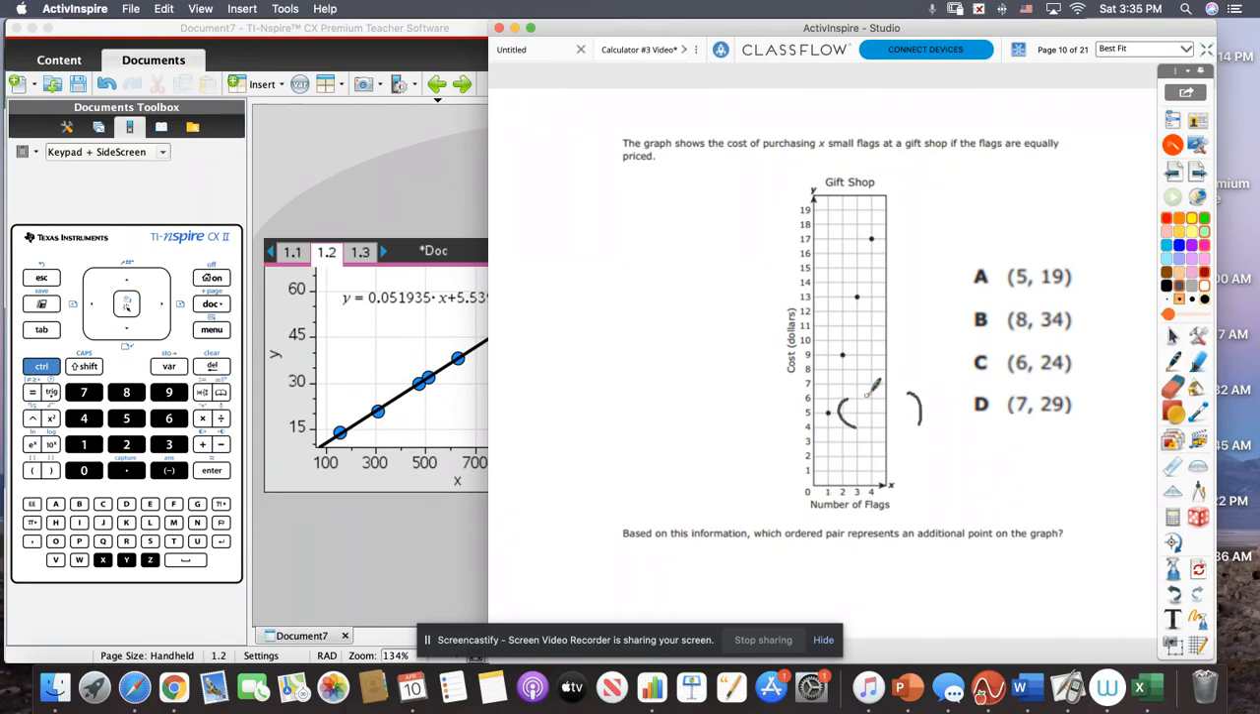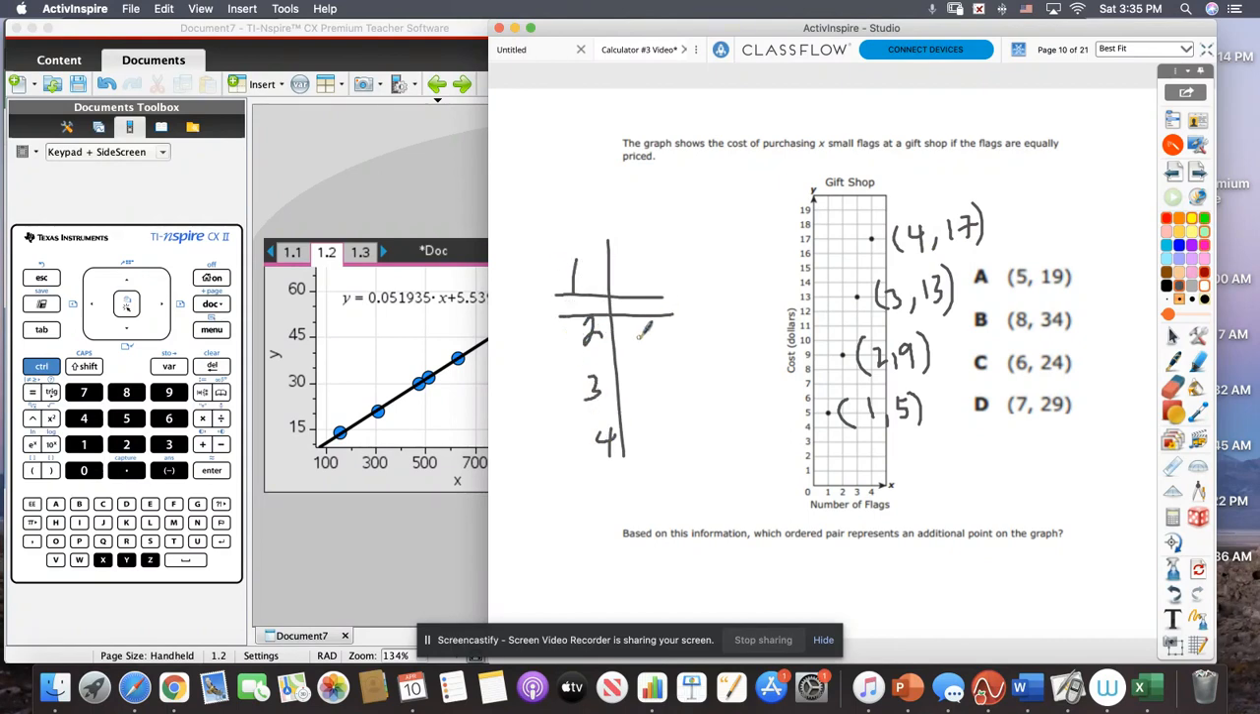This is 1 and 5, 2 and 9, 3 and 13, and 4 and 17. So I have a table. 1, 2, 3, and 4. Oh, that was ugly. There we go. 5, 9, 13, 17. And then it says an additional point on the graph.